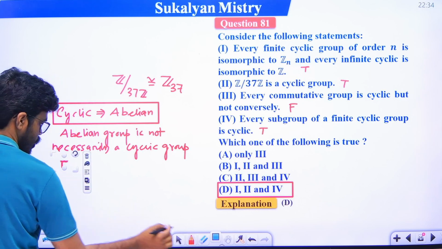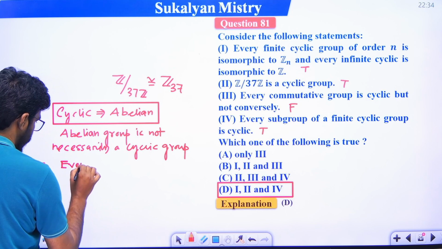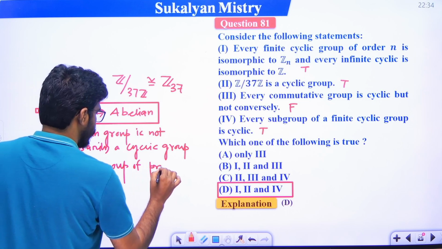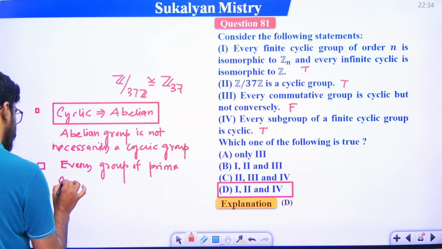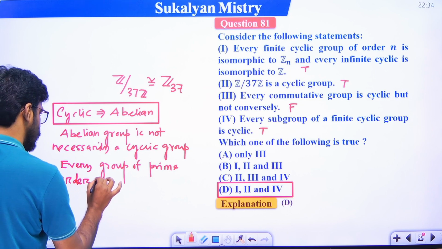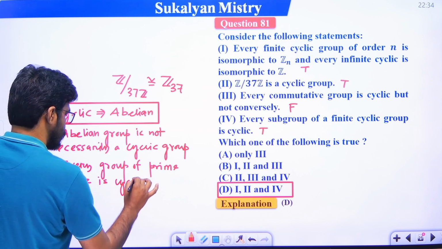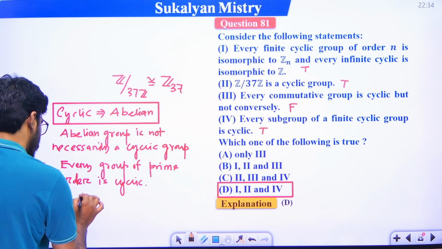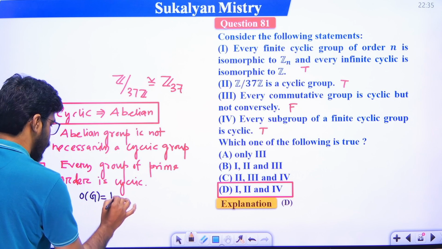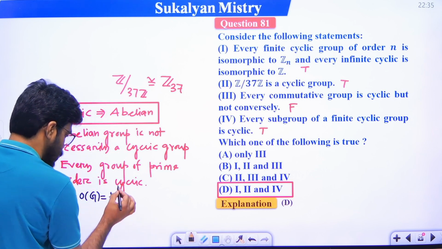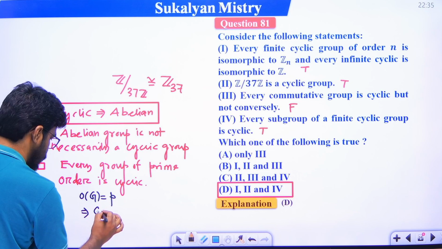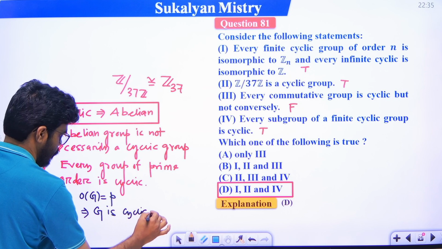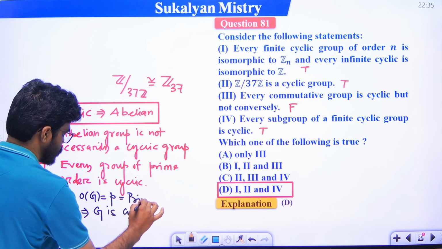Every group of prime order is cyclic. What does it mean? Suppose G is a group of prime order, that is, the order of G is P, where P is prime. So this implies that G is cyclic.